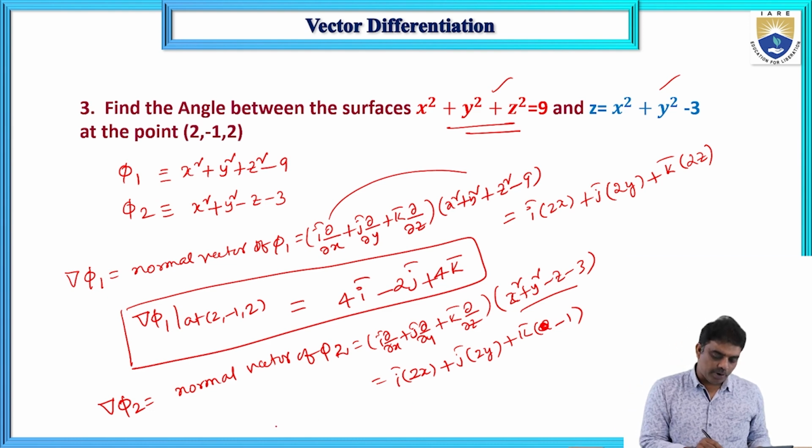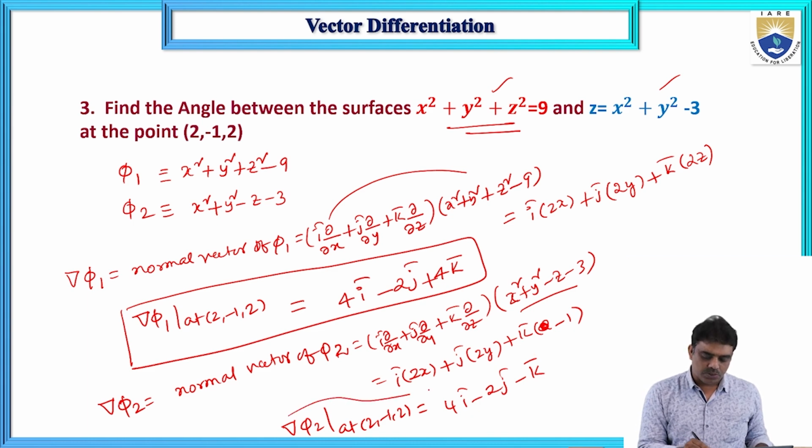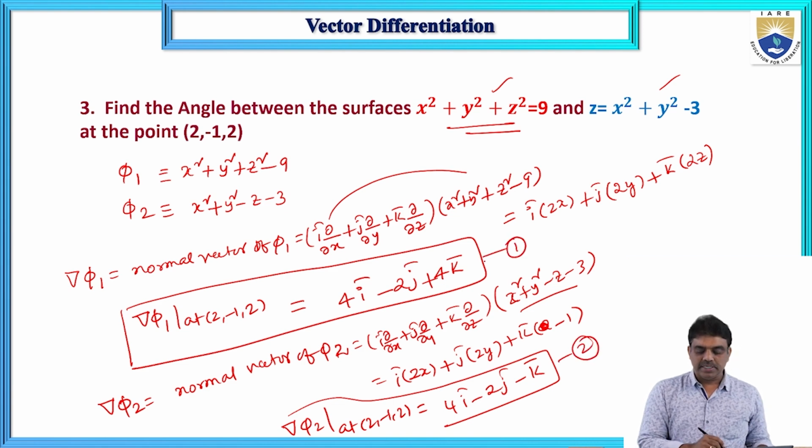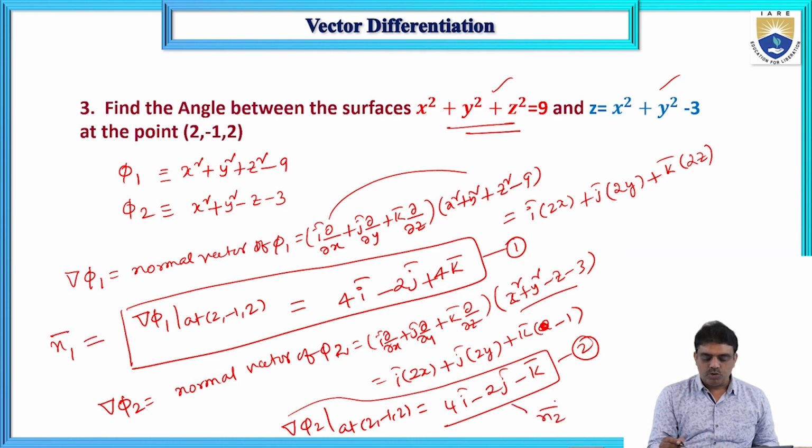That value will give minus 1. So at this point, what to calculate? Grad phi 2 at the point (2, -1, 2). So substitute the values: 2 twos are 4i bar, and minus 2j bar, minus k bar. Am I right? 4i bar minus 2j bar minus k bar. This is the second equation, and this is the first equation. So we reached the first vector n1 bar and the second vector n2 bar.